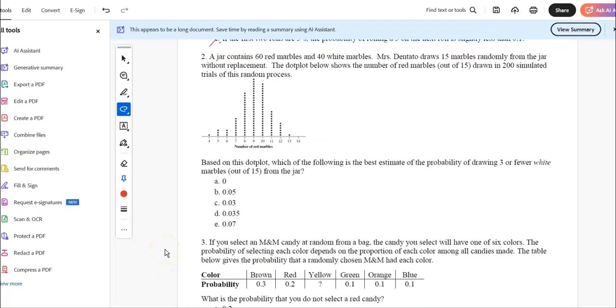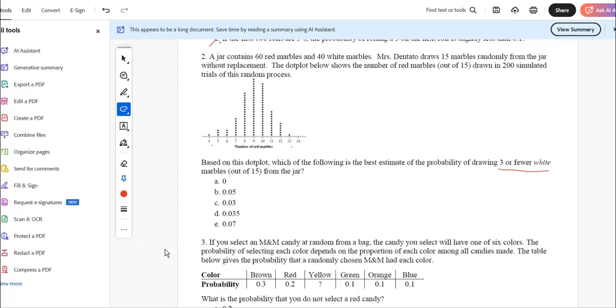Okay, a jar contains 60 marbles, 40 red marbles and 40 white marbles. The teacher draws 15 marbles randomly from the jar without replacement. The dot plot shows the number of red marbles out of 15 drawn in the 2000 trials of this process. So sometimes as much as 13 and as little as 4 out of 15 in the simulation. So quite a range, usually around 9-ish. Based on the dot plot, which of the following is the best estimate for drawing 3 or fewer?